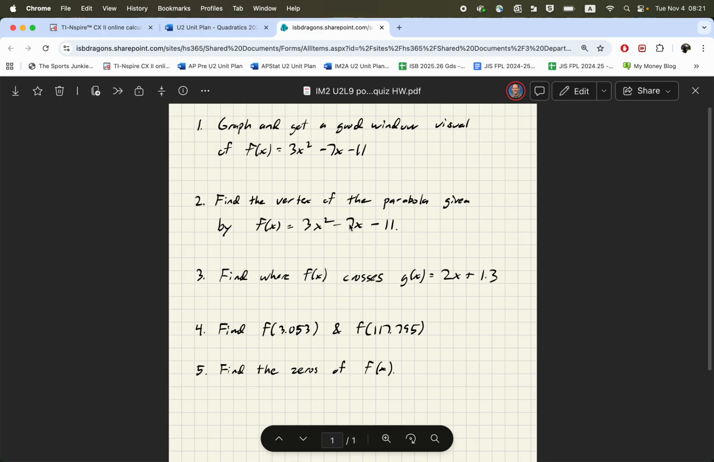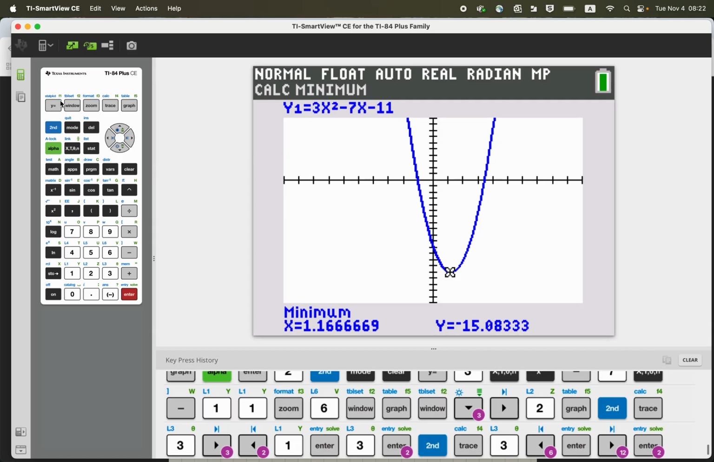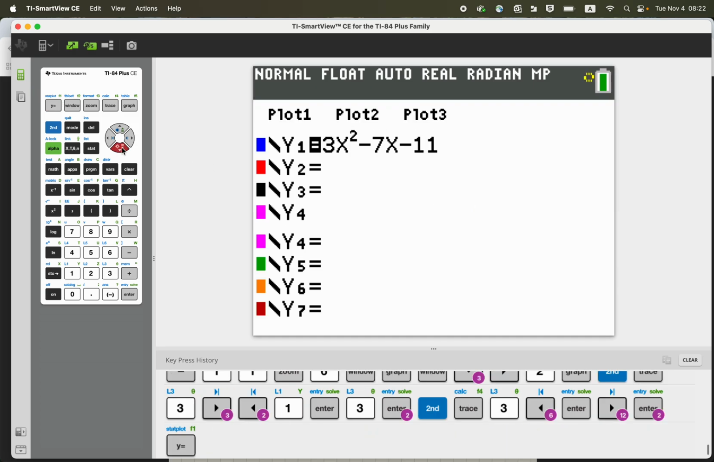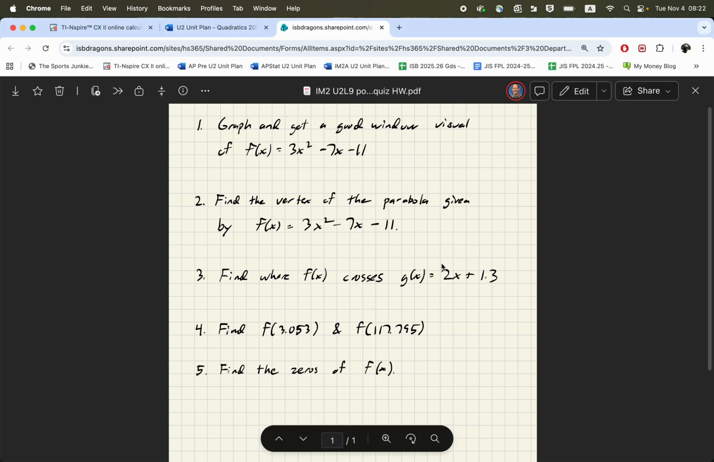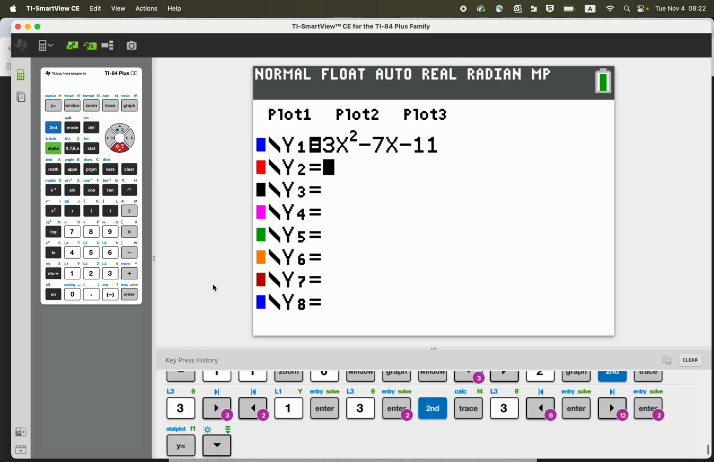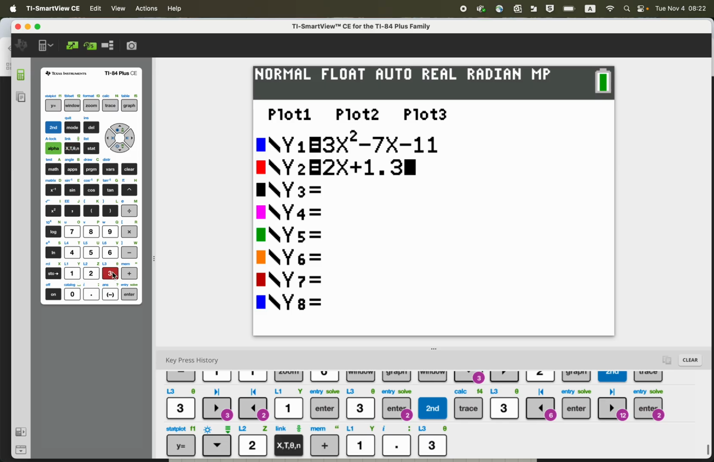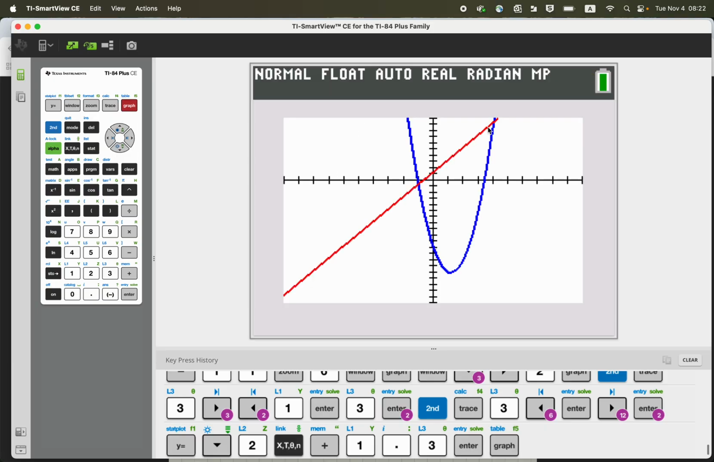For part 3, find where that function f crosses g. Now we have to put in a new function and find where they cross. So I'm going to go back to my y equals, put this function in, and then find the intersection points. I'll push down and put it in y2, and it's 2x plus 1.3, not 13. So 2x plus 1.3. Push enter. Oh, sorry, push graph.